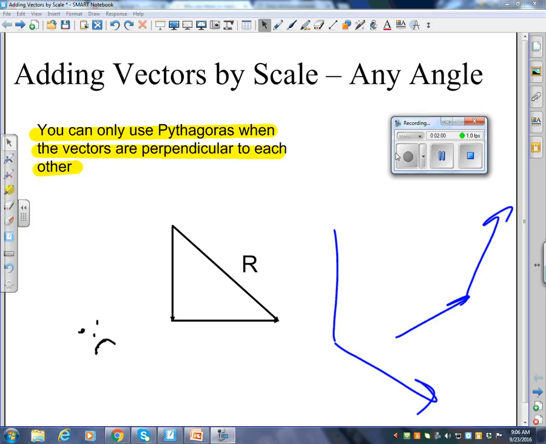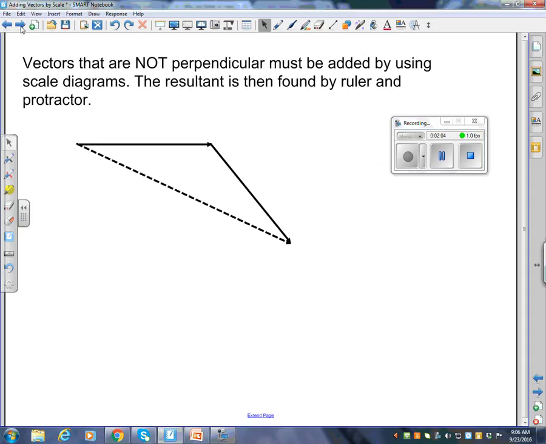I will be kind of disappointed. Okay. Vectors that are not perpendicular must be added by using scale diagrams. The result is then found by ruler and protractor.